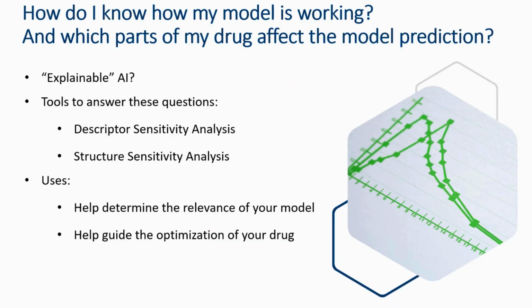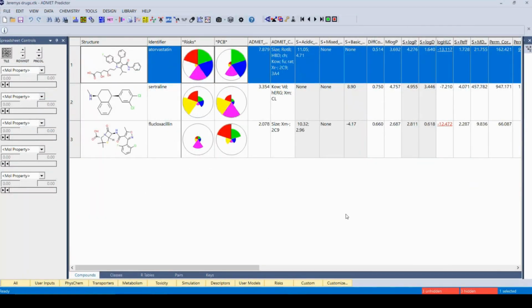I think there's real value both in terms of using your intuition to decide if a particular model is frankly BS or not, but also in helping guide your drug optimization efforts. I'm going to show you an example using the ADMET Predictor software from Simulations Plus, but what I'm hoping you'll appreciate in a more general sense is the importance of using ADMET prediction models that offer an explanation of how they're making those predictions. So the tools we're going to use in ADMET Predictor to answer those questions are descriptor sensitivity analysis and structure sensitivity analysis. So let's dive right in.